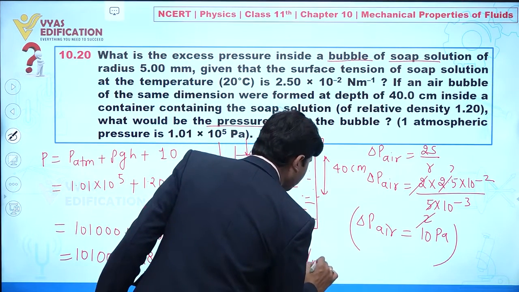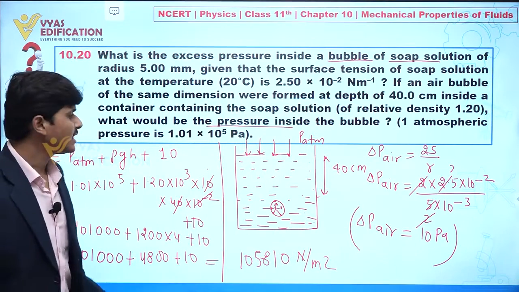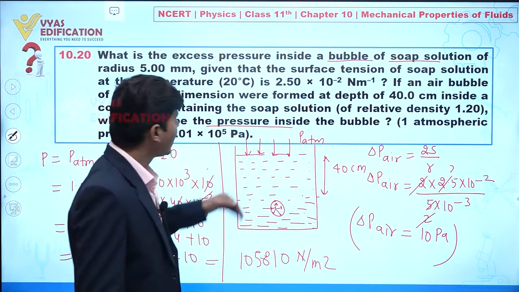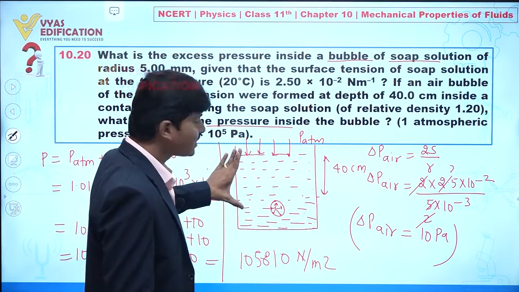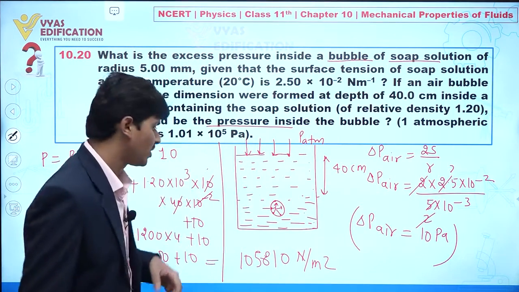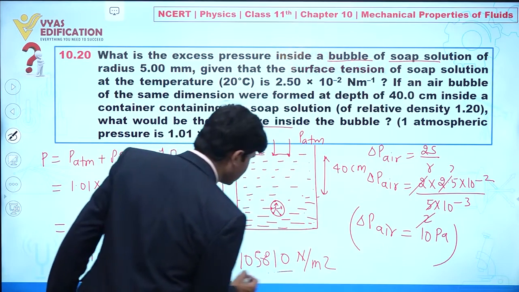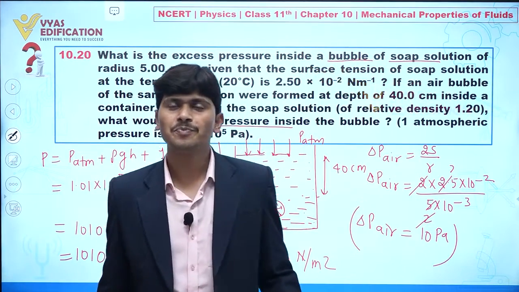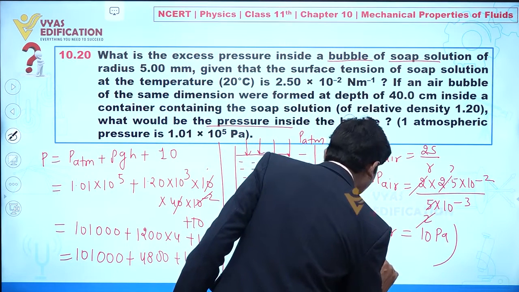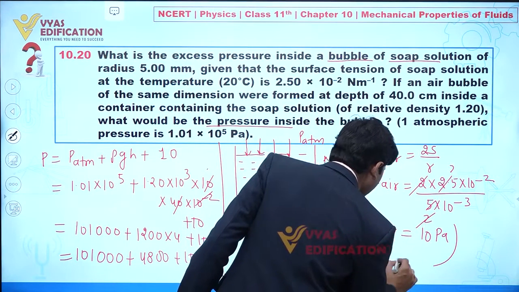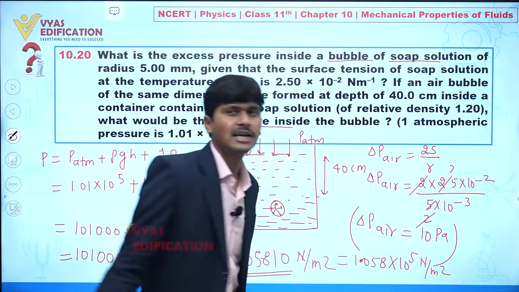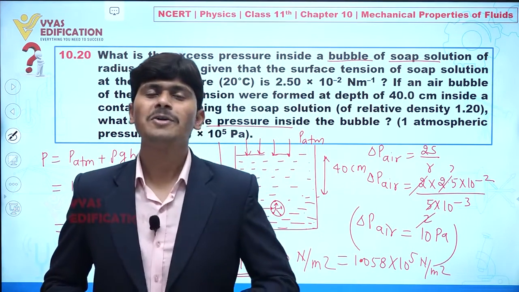So this is Newton per meter square. This is the net pressure acting inside this air bubble. Here we added first atmospheric pressure, then rho gh, then the excess pressure inside this air bubble. So this is the final answer, 105810 Newton per meter square, or you can say this is equal to 1.058 into 10 to the power 5 Newton per meter square. Clear to everyone? So this is all about this question.